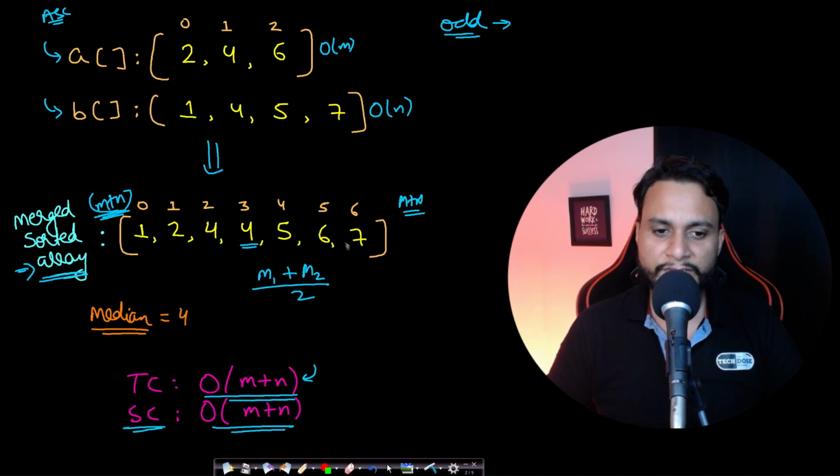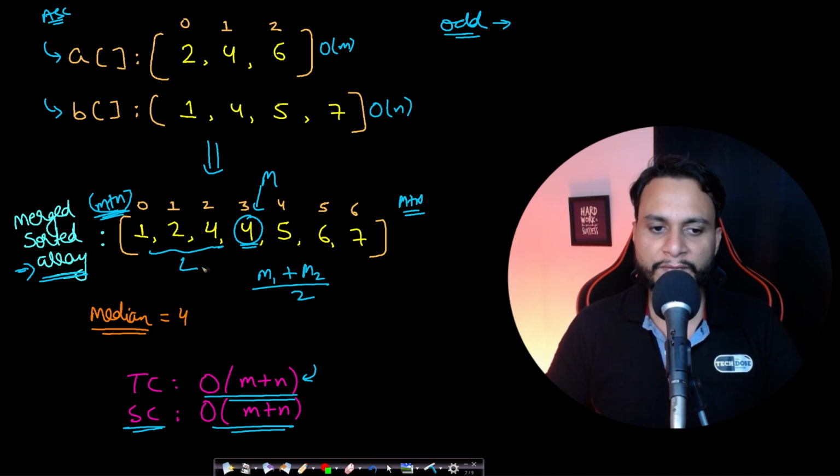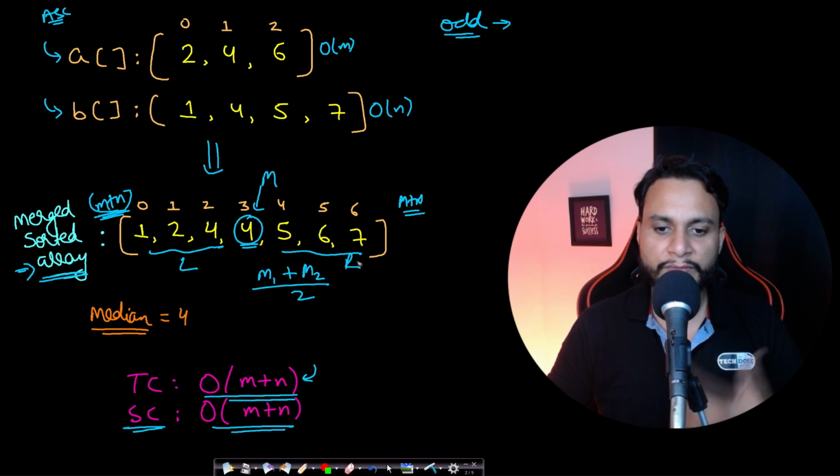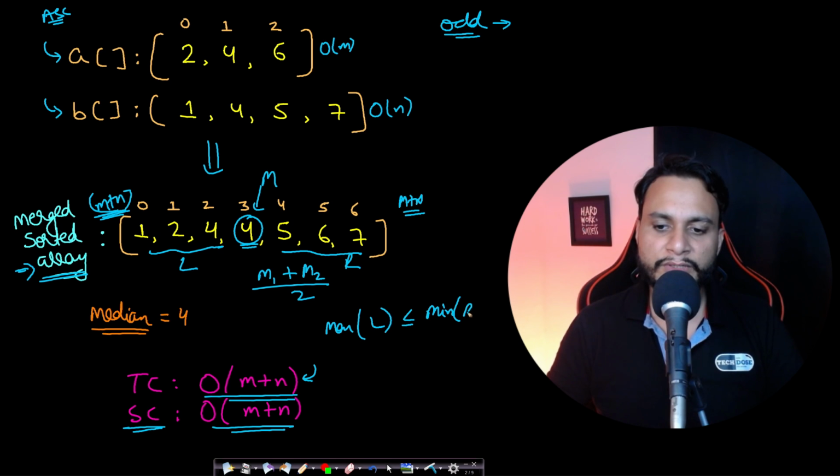Now if we try to understand what the median actually is, the median is nothing but the middle element, which will divide the entire array into two parts, the left pool and the right pool. You can imagine that whatever is in the left pool will always be less than or equal to whatever is in the right pool. So I can say that the maximum element in the left pool will be less than or equal to the minimum element of the right pool. And this is always true when you have a sorted array.